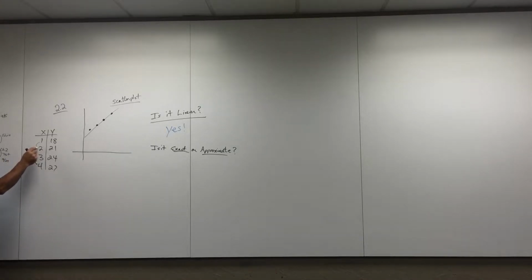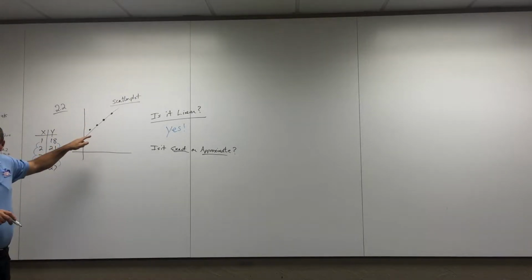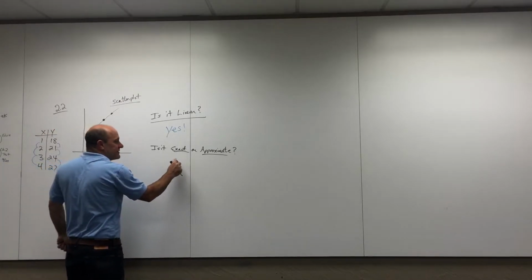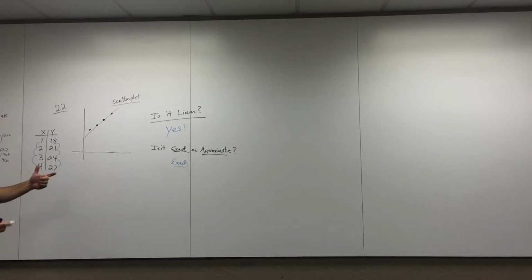What's the change in x? The change in x looks like a consistent 1. And what's the change in y? 3. Well, that's a perfectly linear, that's a line with a slope of 3. When I get to see the data, I can really tell it is exact. Even the picture, though, I could sort of tell it looked exact. So I'm going to say it's exact. It's exactly a linear set of data. The data is linear, and it's exact.